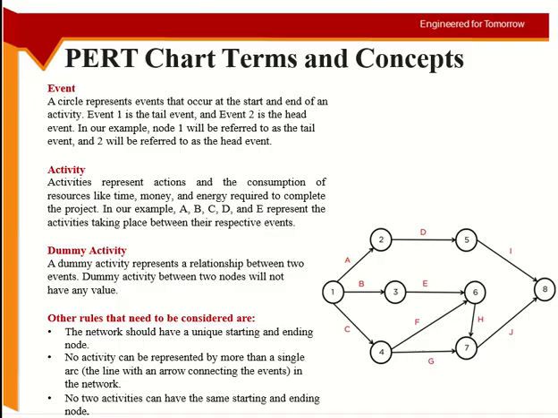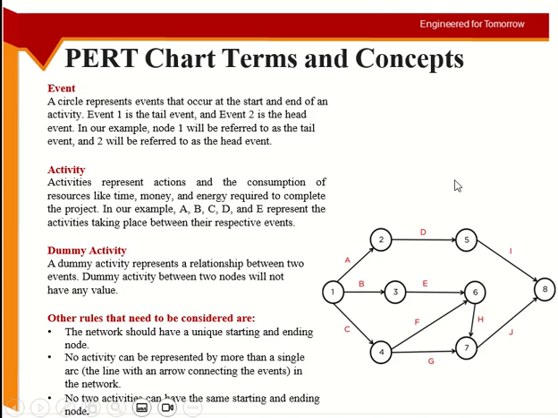Okay, activity on arrow. In this diagram, you can see the activities are on the arrows. Alphabets are the activities and they are on the arrows. Now what are these 1, 2, 3, 4, 5? These are called nodes.